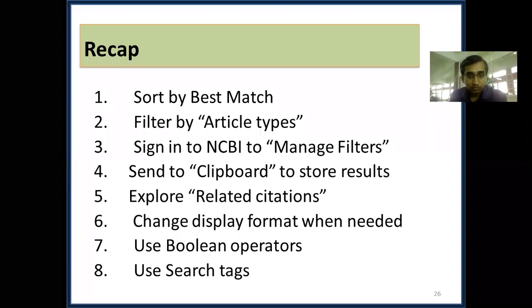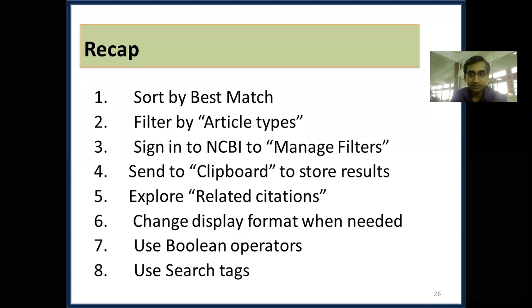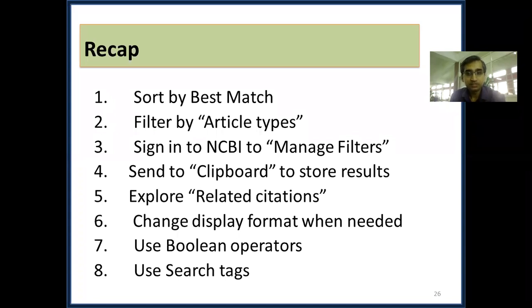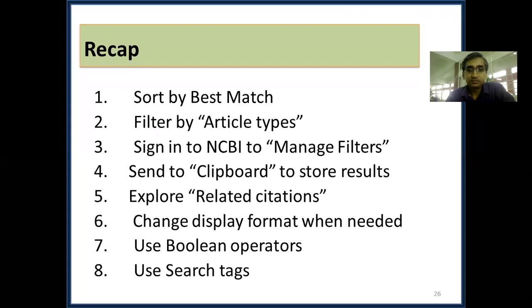So I just want to quickly revise what we discussed the other day. We saw how to sort our results by best match. We saw how to filter our results using article types. Article types is just one filter which I would suggest you use. There are other filters which you can use, but I was focusing on that first. We have to sign into My NCBI to manage your filters. I hope you have done that.